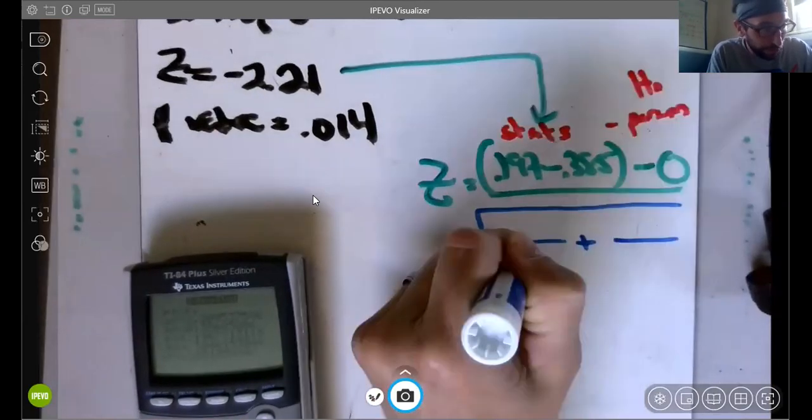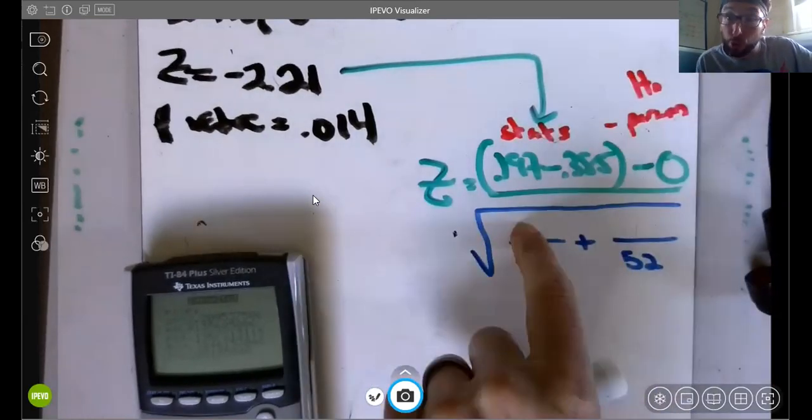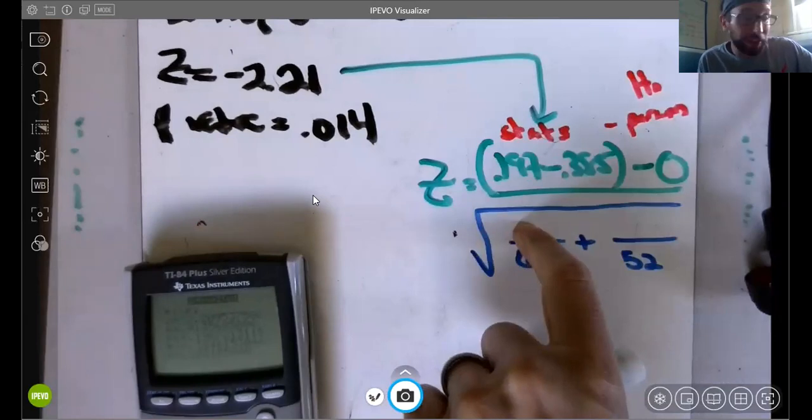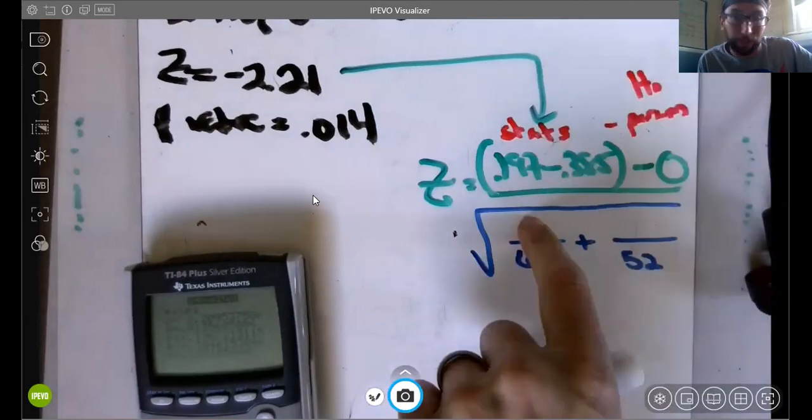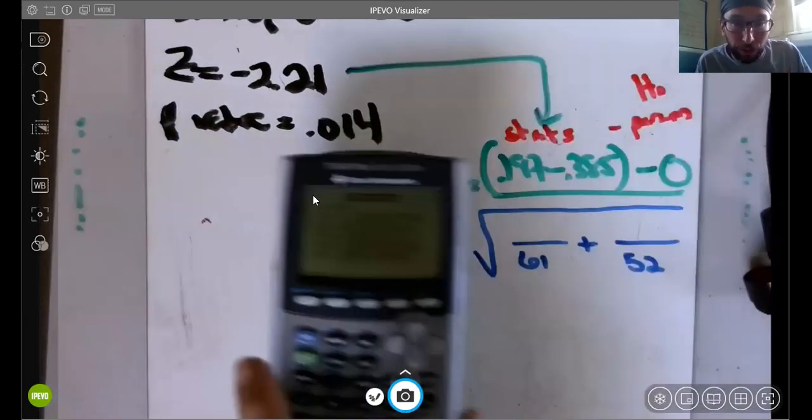This is going to be 61 and 52. But remember, we said in our null, we were assuming that P1 and P2 were the same. So I don't want to use these 2 different numbers, because then I'm going to contradict the assumption that P1 and P2 were the same in the null. And that's where this p-hat pooled is going to come into play.